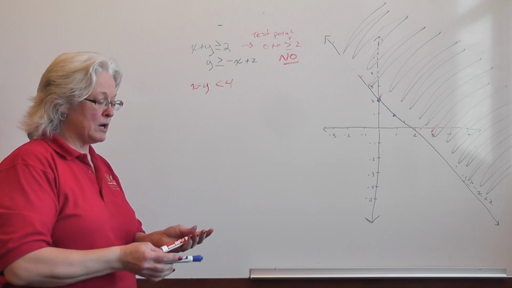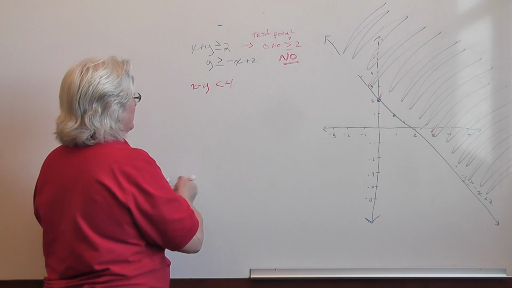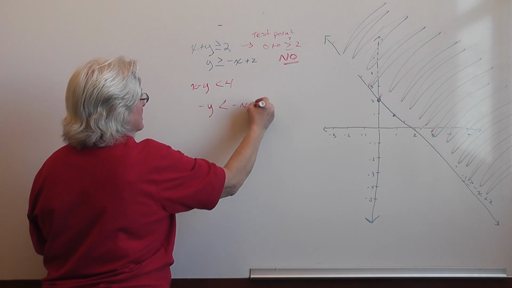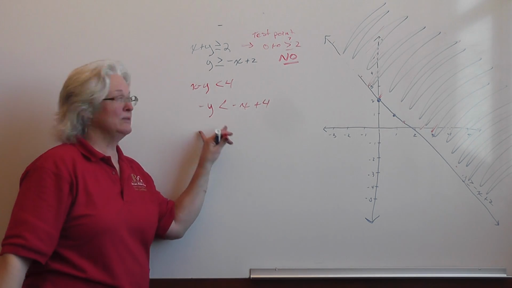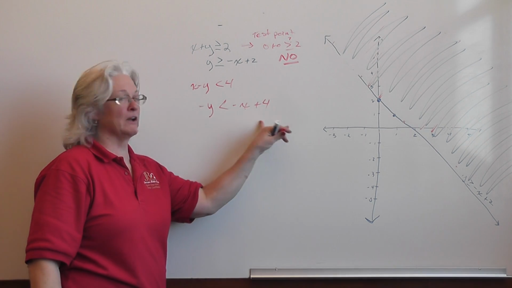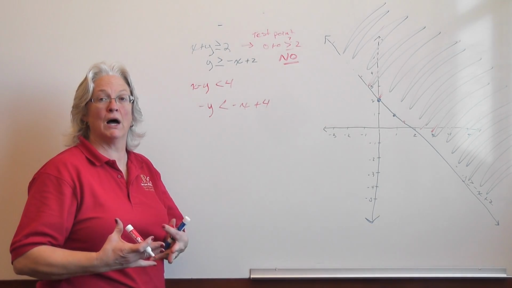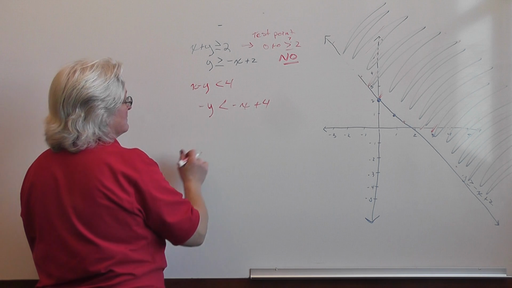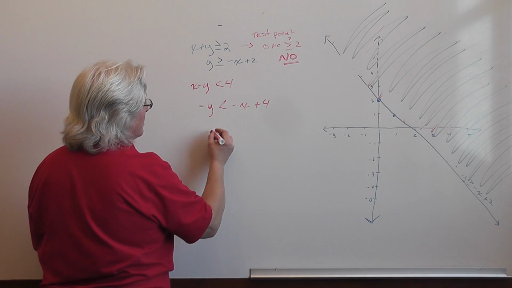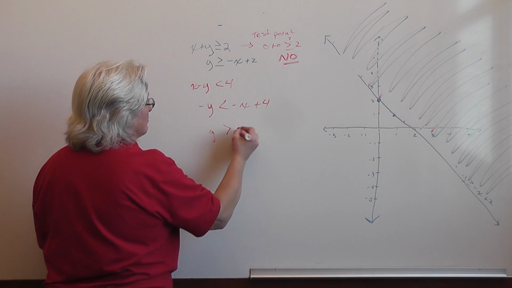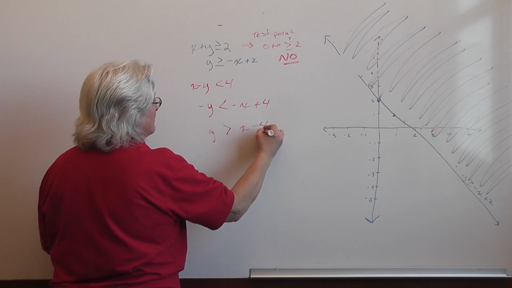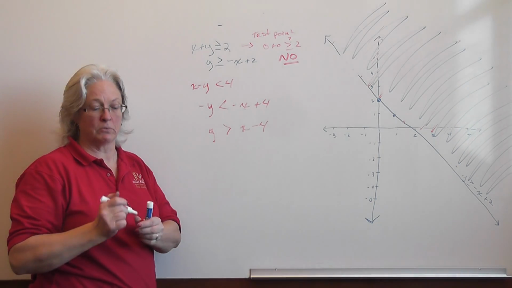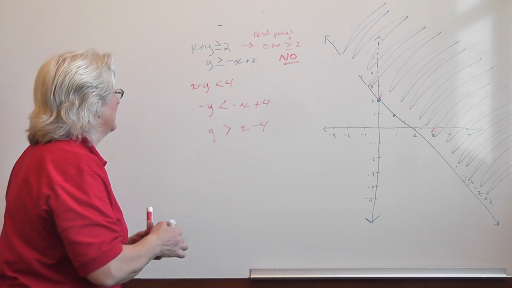Now we have x minus y is less than 4. We're going to put that into slope-intercept form. You have negative y is less than negative x plus 4. We have to solve for y, not for negative y. So when we divide both sides of this equation by a -1 or multiply by a -1, remember that the direction of the inequality reverses when you multiply or divide by a negative number.